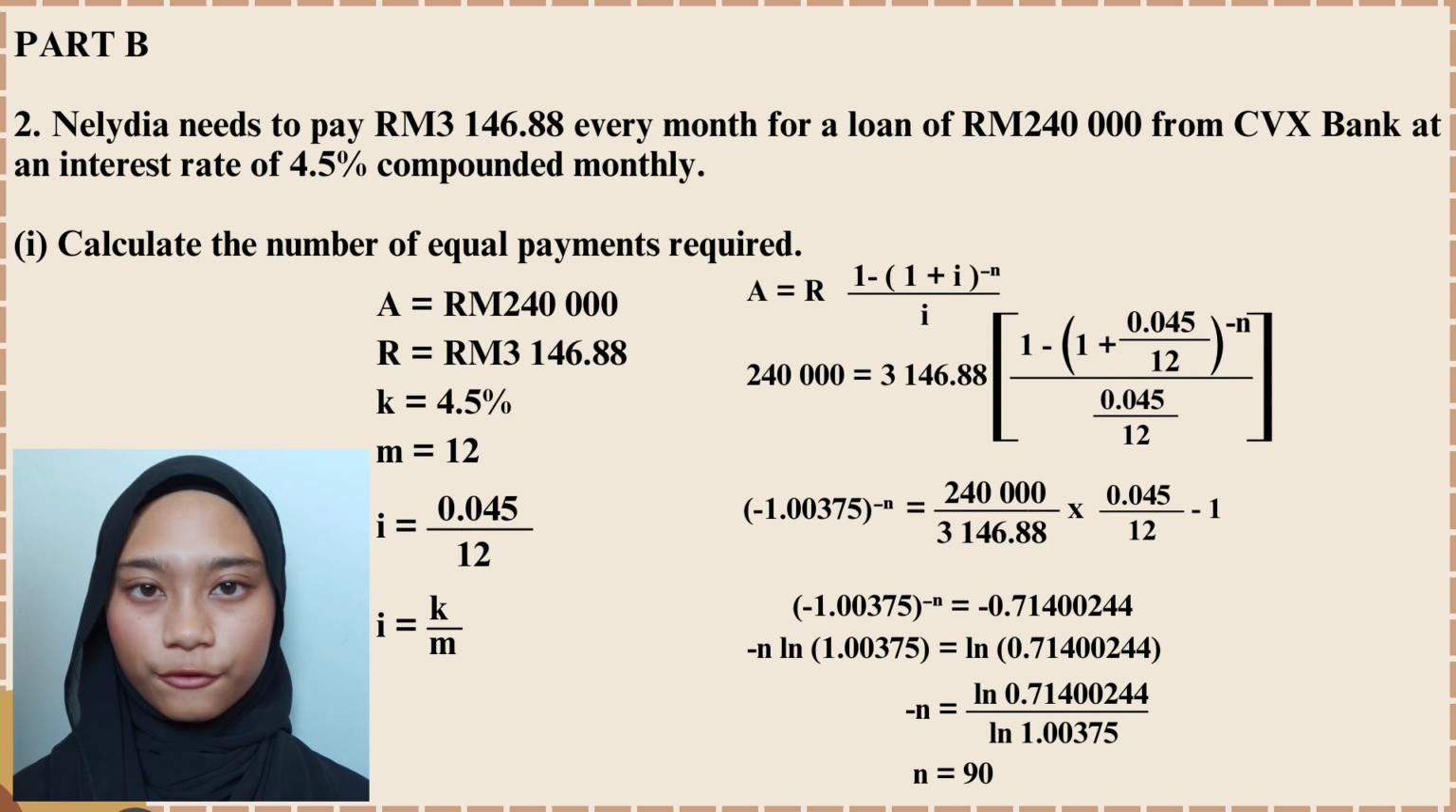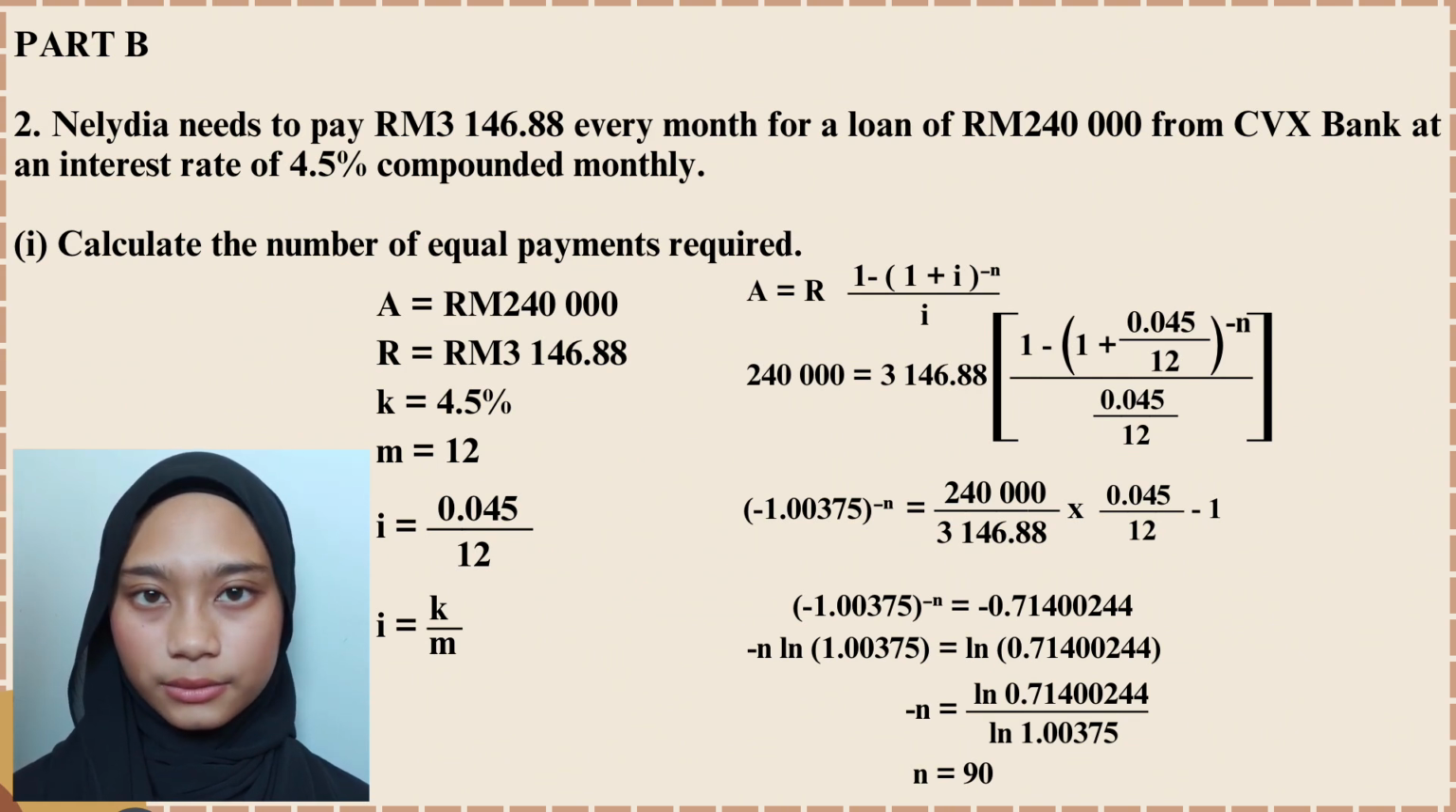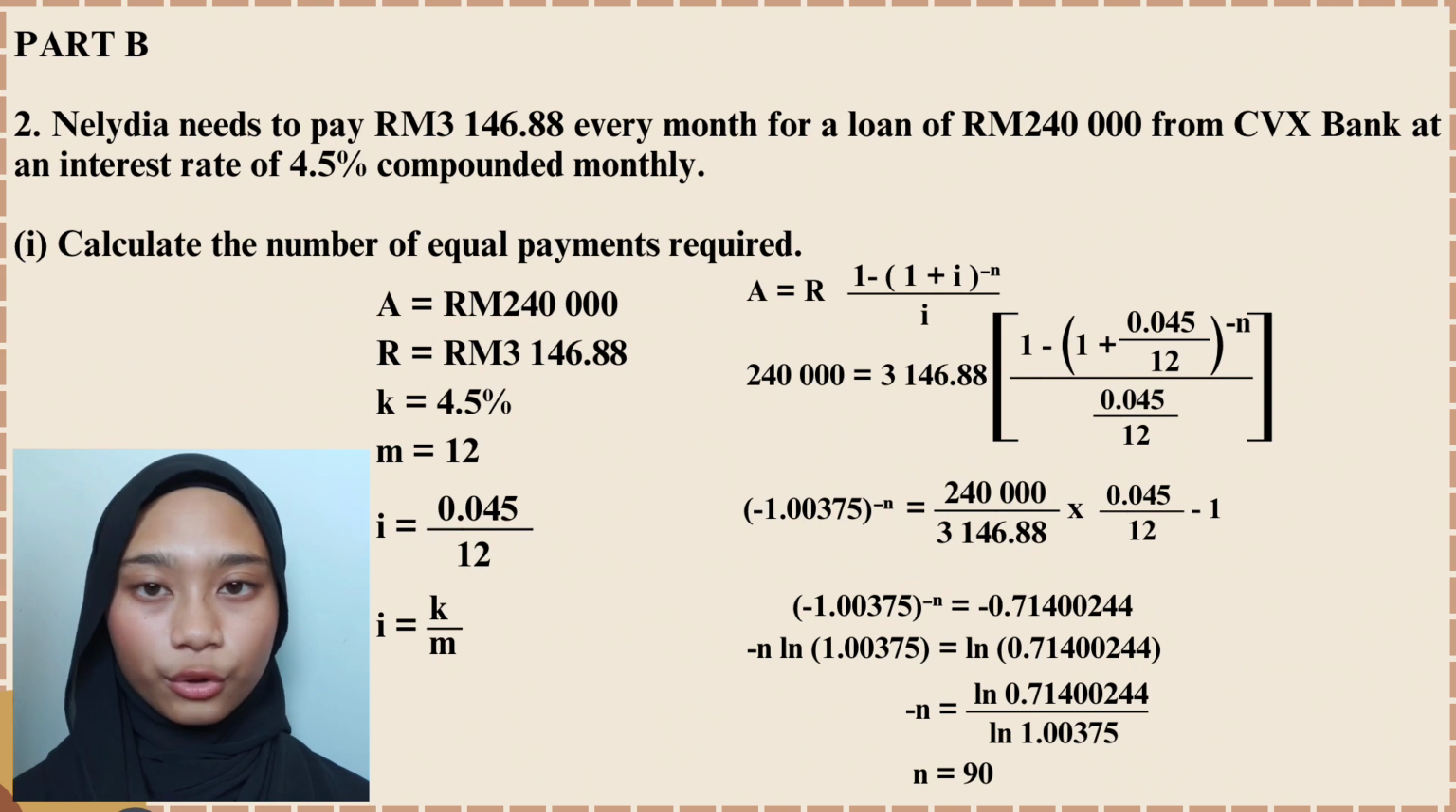This is the next question for part B. Based off the question, these are the values obtained. The loan amount is A equals 240,000 ringgit. The monthly payment amount R is 3,146 ringgit and 88 cents. K is 4.5% and M is 12 since it's compounded monthly. For 1 Roman, substitute value K and M to get the I, the interest rate per period, which will be 0.045 over 12. Number of equal payments is the value of N.